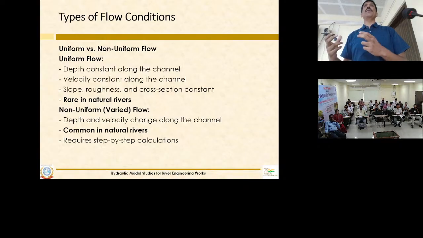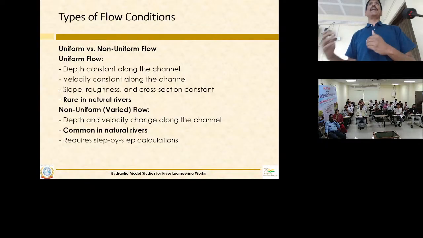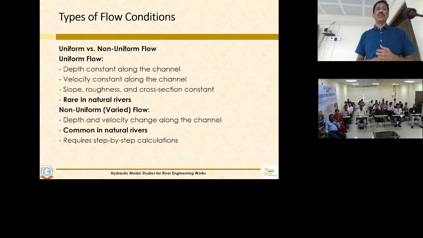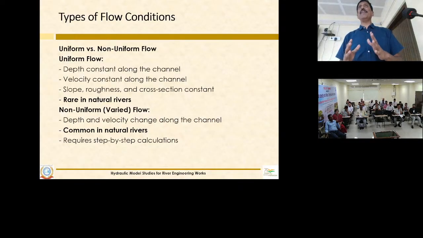Suppose in the Narmada main canal, it is a very long canal and the flow properties remain the same. Then we can say it is a prismatic channel. But in the Brahmaputra river, it's not a uniform flow. Non-uniform flow is what we get in nature, and here we are basically dealing with gradually varied flow in HEC-RAS.